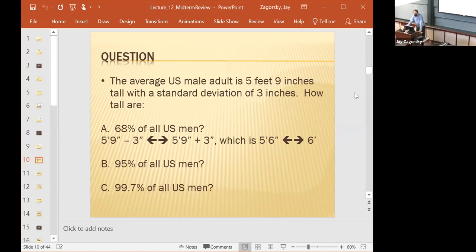5'3" to 6'3". Okay, so Jeff says it's 5'3". How does he get 5'3"? He multiplies 2 times 3 inches. That's 6 inches. 6 inches below 5'9" is 5'3". Excellent job. And 6'3": he adds 6 inches to 5'9". So 95% of all US men are between 5'3" and 6'3".